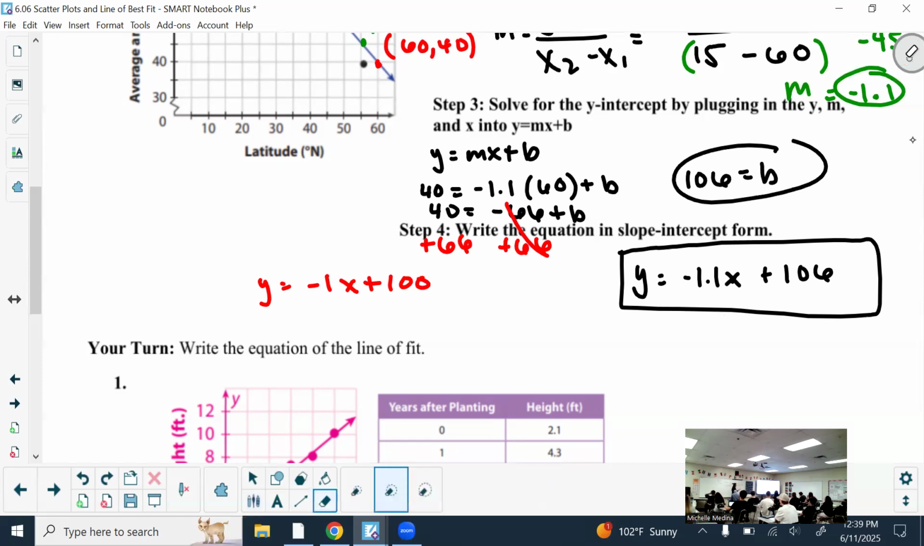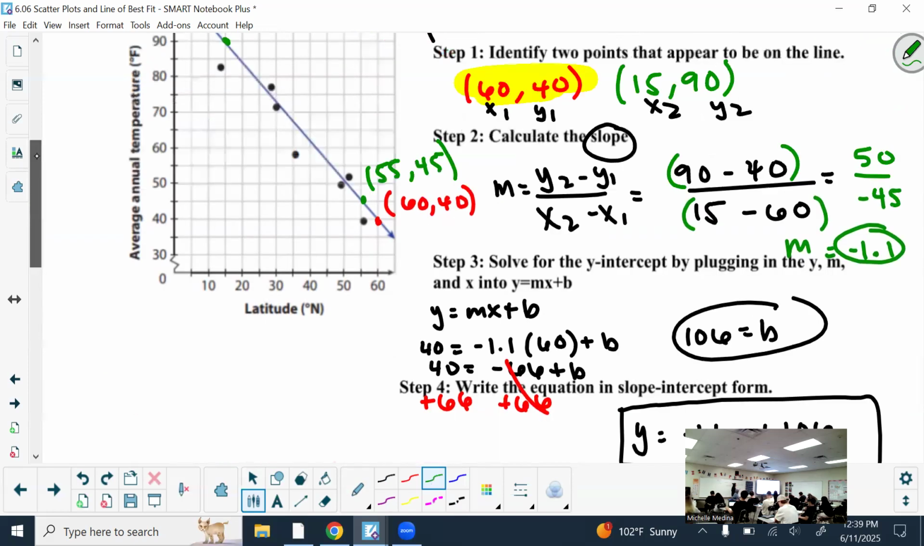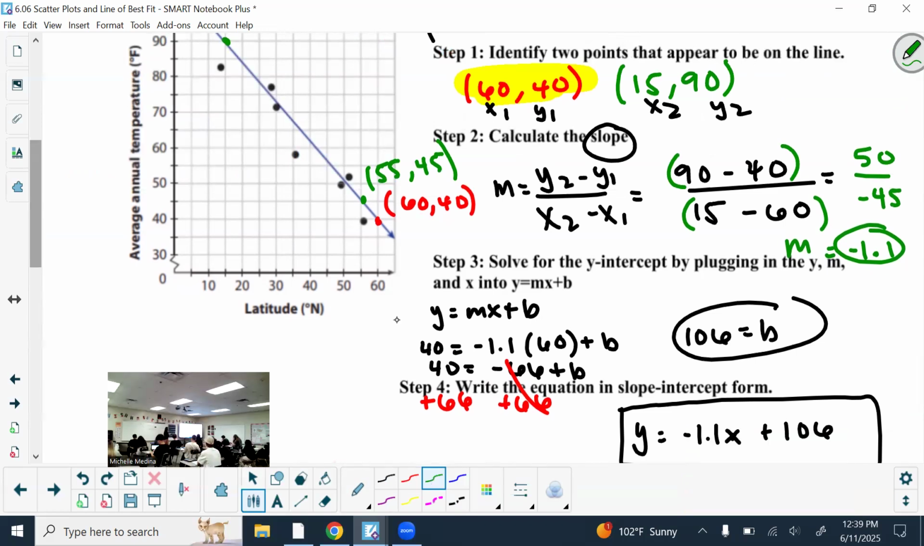All right, questions? Okay, I'm going to have you try that for the one that says your turn. So follow those steps. I'll leave it showing all the steps. So first, identify 2 points that appear to be on the line. Calculate the slope. Find the y-intercept, but see it on the graph and just use that. Write the equation in slope-intercept form. I'll give you like 3 to 5 minutes to try that one before I show you how to do it.